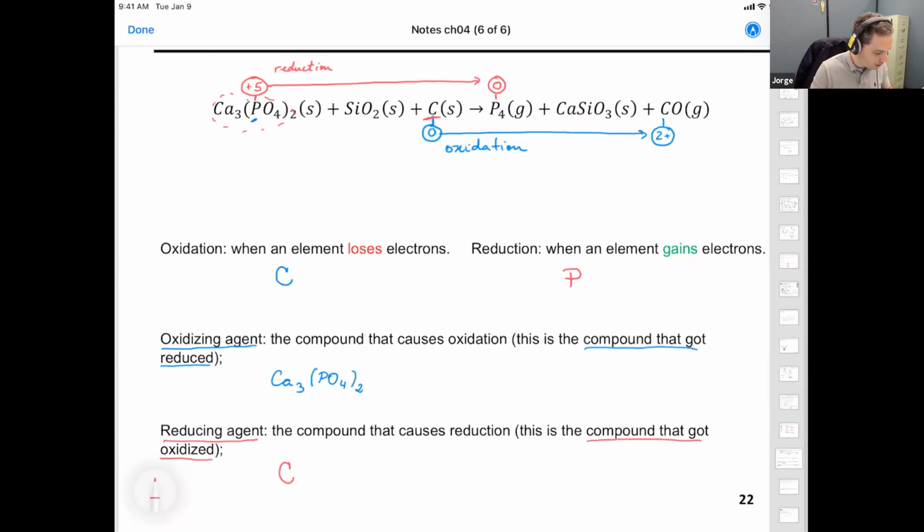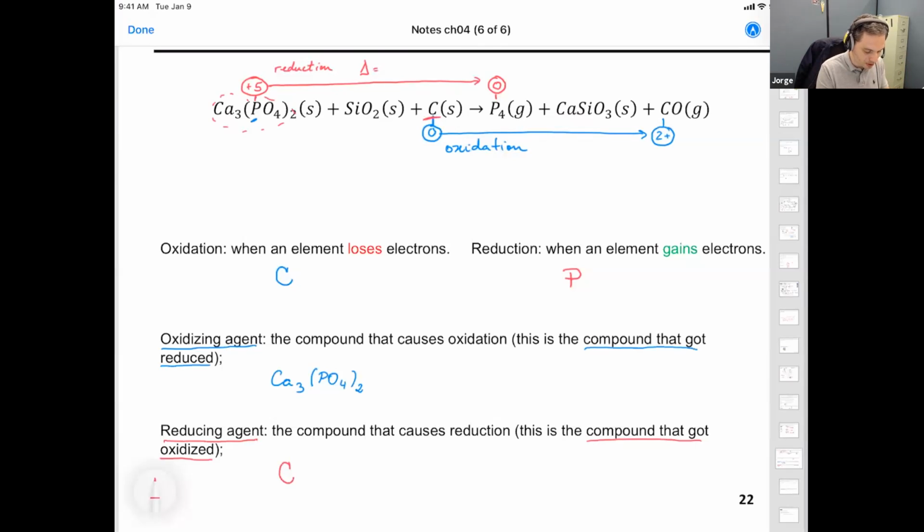So now let me introduce you how to do the balancing of the reaction, just looking at the change in the oxidation numbers. So I'm going to calculate a factor called delta. So delta means how many electrons were gained or lost. So let's start with phosphorus. Delta is going to be the change in oxidation number, and that's an absolute value.